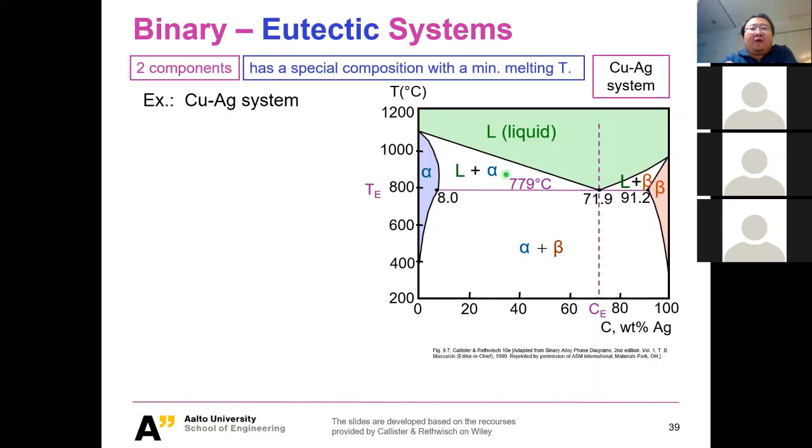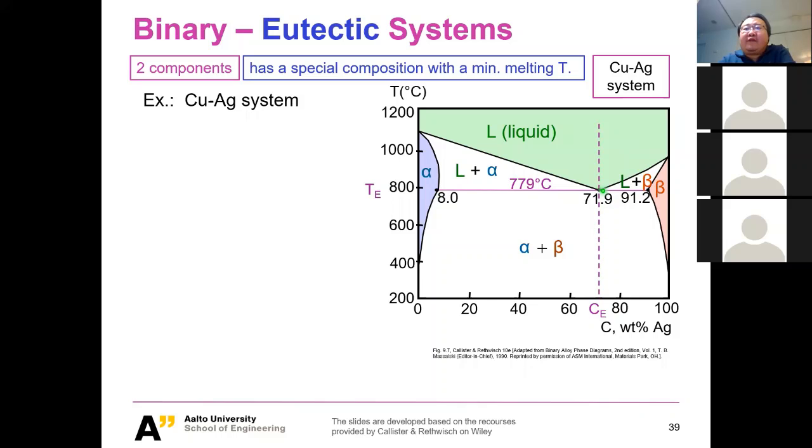So in our context here, eutectic means that for a two-component phase diagram, we have a minimum melting point. And this minimum melting point is called your eutectic point. The temperature here is called the eutectic temperature, TE, and the composition here is called the eutectic composition, CE. So this is very important.